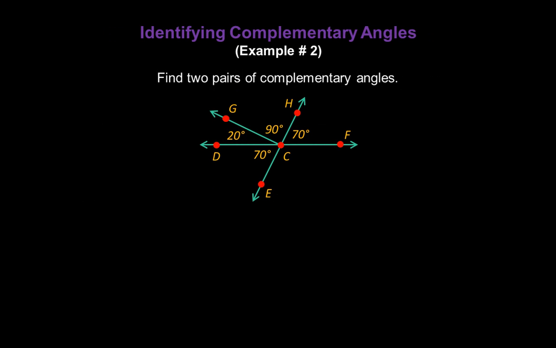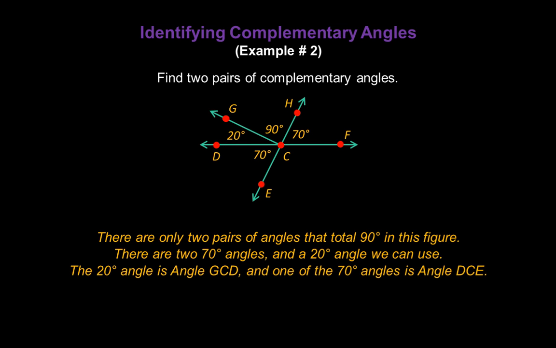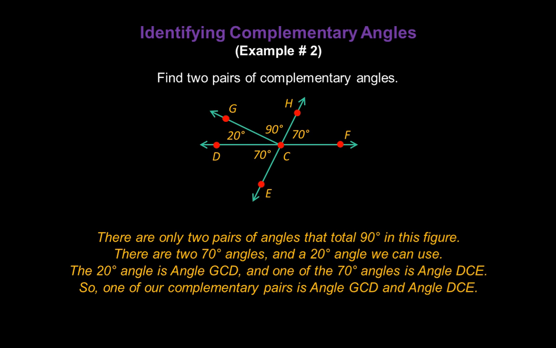Let's take a look at an example of identifying complementary angles. Let's find two pairs of complementary angles in this figure. As it turns out, there are only two pairs of angles that total 90 degrees in this figure. There are two 70-degree angles and a 20-degree angle that we can use. The 20-degree angle is angle GCD, and one of the 70-degree angles is angle DCE. So one of our complementary pairs then is angle GCD and angle DCE.